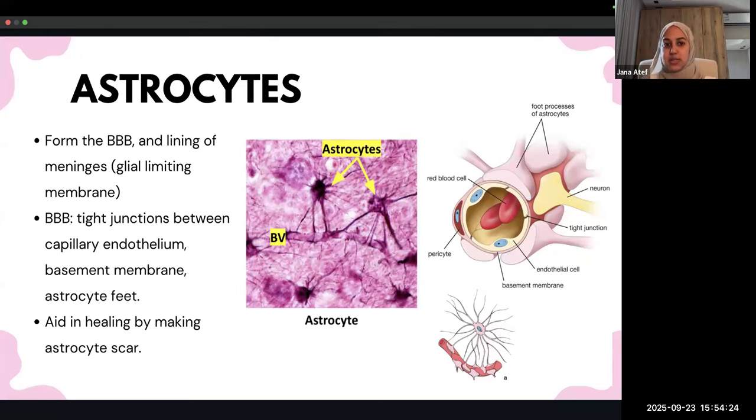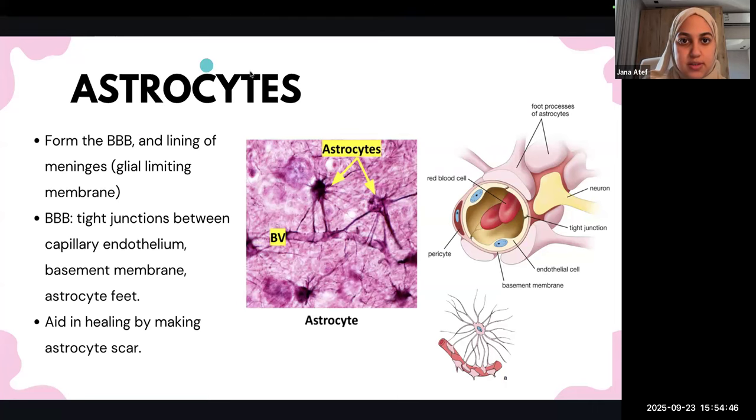So tight junctions between the capillary endothelium, there's basement membrane, and there's astrocyte feet. Just memorize it how it is. It could come as an SQ, it could come as a multiple choice, whatever it is. If it asks you, what are the components of the blood-brain barrier? You're going to say tight junctions between endothelial cells, astrocyte feet, and basement membrane. It's easy. Just memorize what it is.